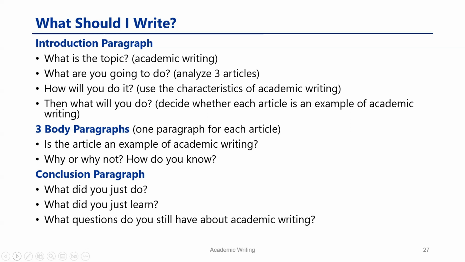Then you will write 3 body paragraphs, 1 paragraph for each article. You will answer the question, is the article an example of academic writing? That's your claim. Then you'll support your claim by answering the questions, why or why not, and how do you know? And you'll use those characteristics of academic writing to support your claim. And you may even quote parts of the article or describe what the author said.